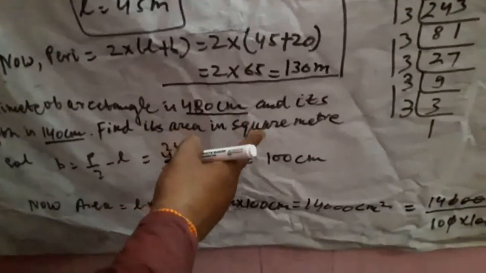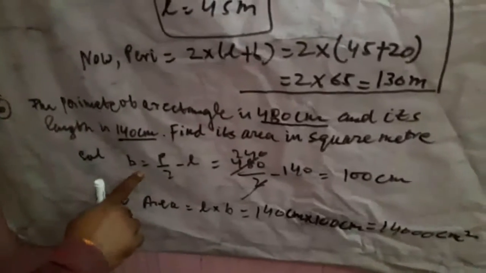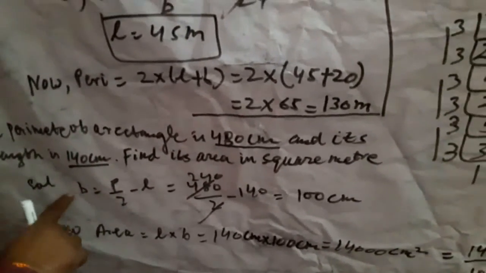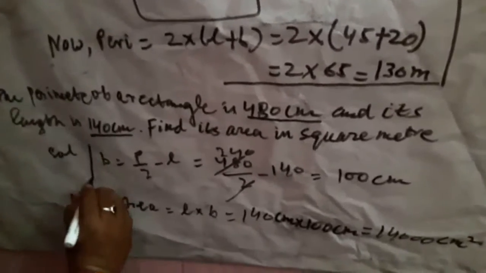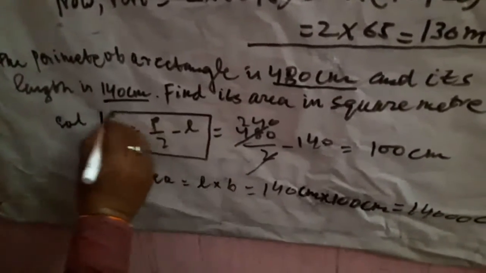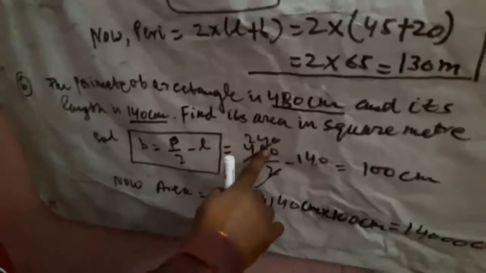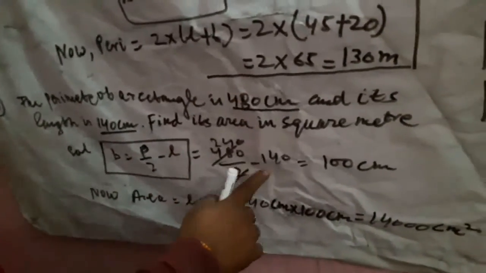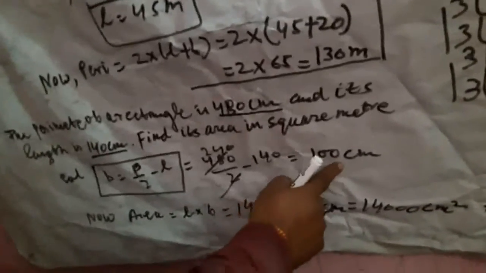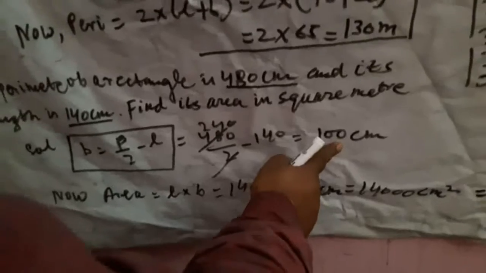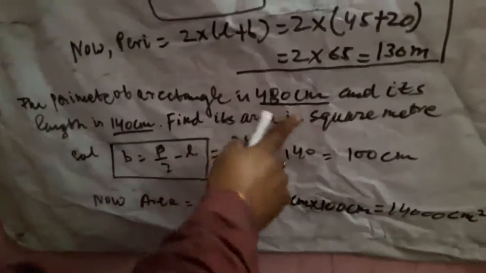So first of all, you find breadth with the formula B is equal to P upon 2 minus L. In the previous exercise, I told you this formula. Breadth is equal to perimeter upon 2 minus length, is equal to 480 upon 2 minus 140, is equal to 100 centimeter. This is your breadth. When you have found breadth and you know length, now you find area.